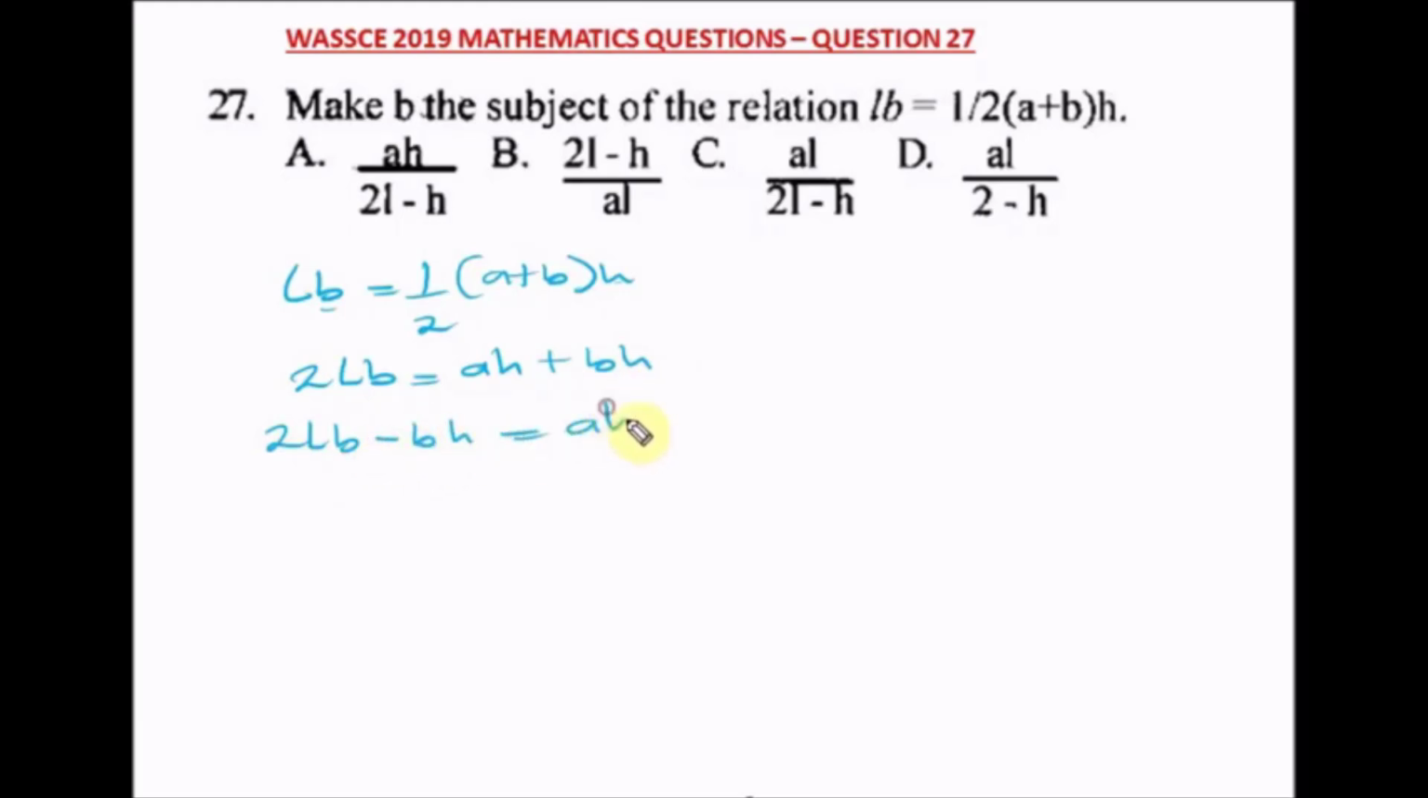H equal to what? AH. So from here, bring out B. You know, B is common to this and B is common to this also. Bringing out B, what are we left with?